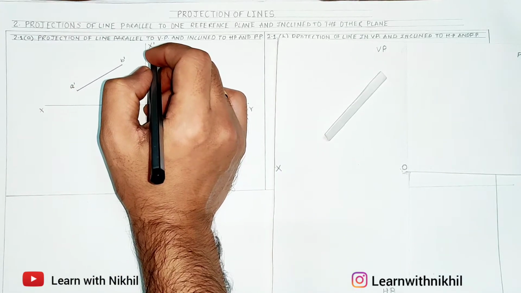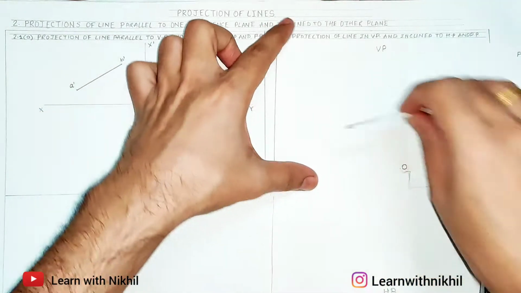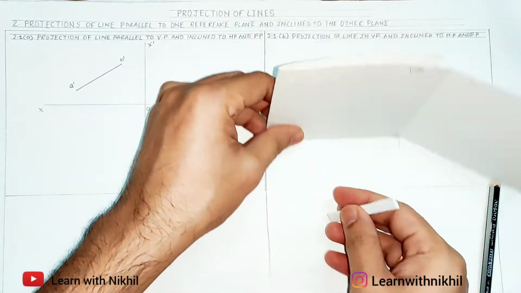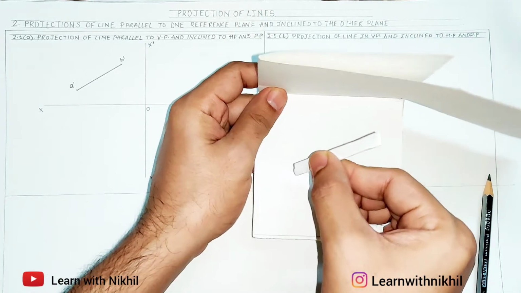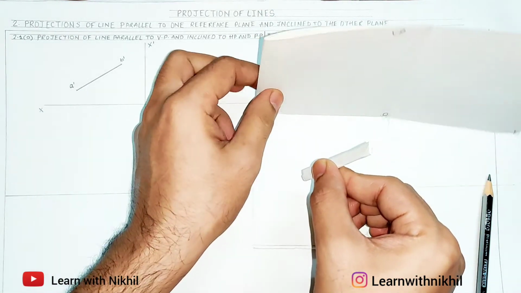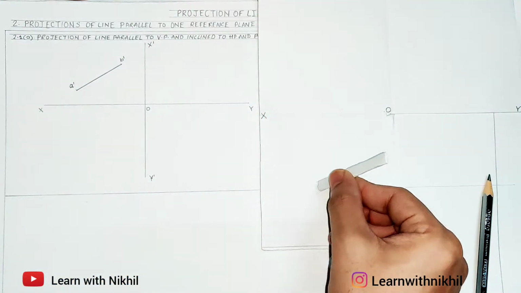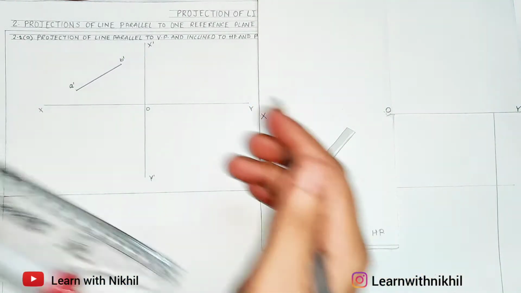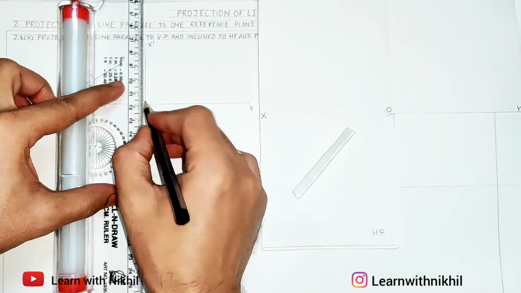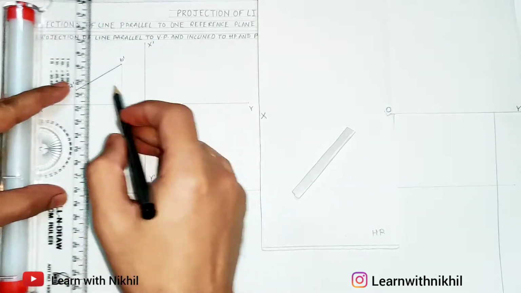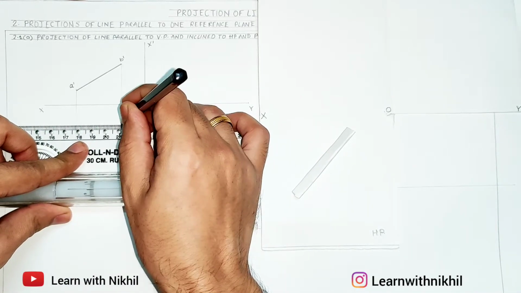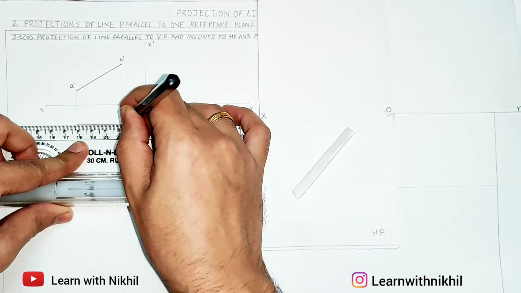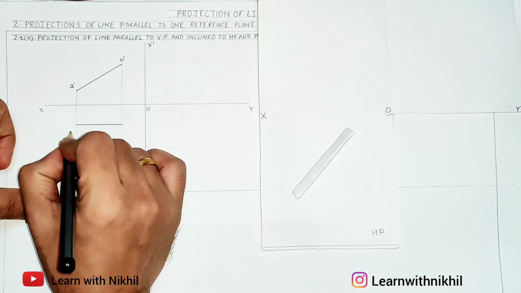Now drawing the top view, we'll take the projections downward. In the top view, as you know, the slant line will look like a straight horizontal line like this. So we'll take the projections down from the front view to the top view, and we'll draw a straight horizontal line, and I'll name it as AB.